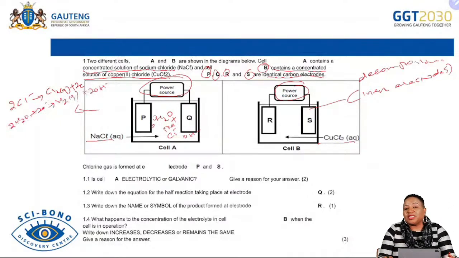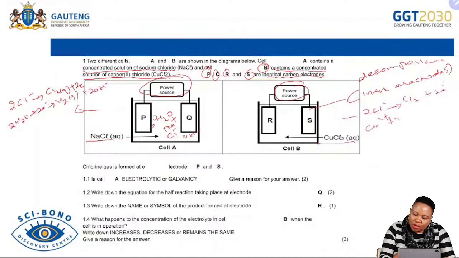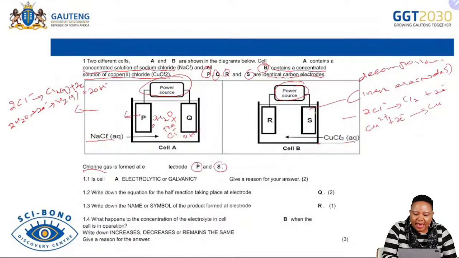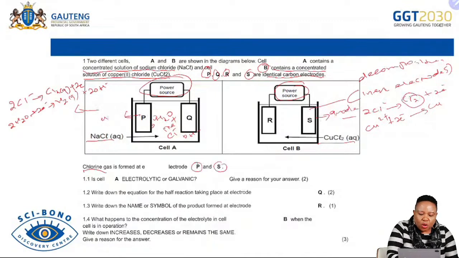So these are the two processes that we expect to occur where there is concentrated sodium chloride, according to our revision. This side, we expect again chloride ion to undergo oxidation and form chlorine gas plus 2 electrons, and we expect copper 2+ ions to undergo reduction and form copper. They are saying chlorine gas is formed at electrode P and S. So we expect electrodes P and S to undergo oxidation because that's where chlorine gas is formed. So this is our anode, and this one is also our anode.